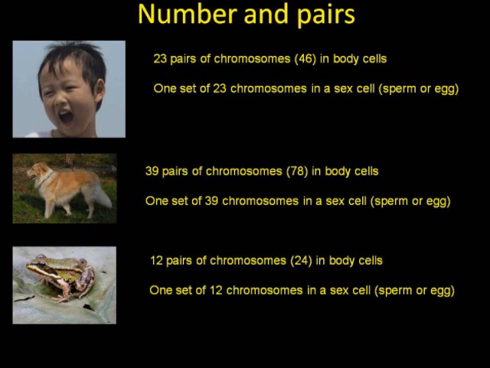Now, as a dog has 39 pairs of chromosomes, there are 78 chromosomes in total in a body cell and 39 chromosomes in total in a sex cell. With a frog, 24 in body cells, 12 in sex cells. They will tell you the number of chromosomes, and you will show that you understand the difference between the number in total in body cells and sex cells.